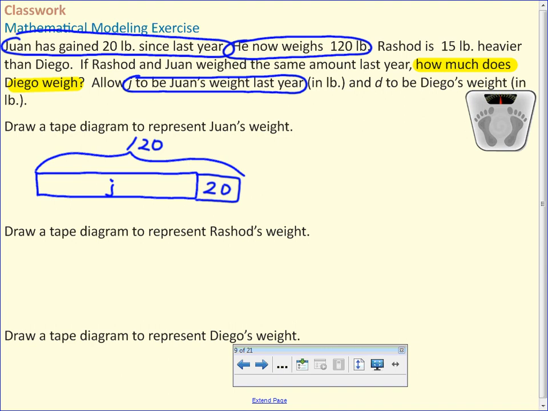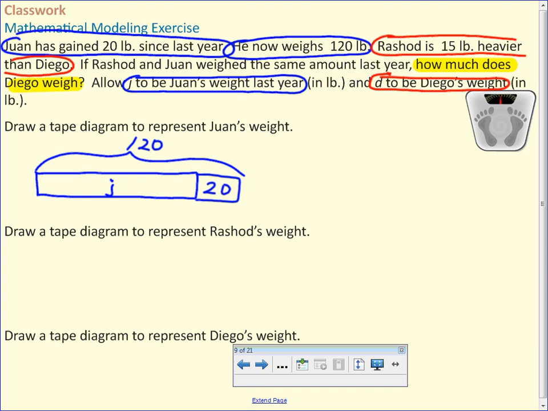But are we trying to figure out what Juan weighs? No. We're trying to figure out what Diego weighs. So now we want to find Rashad's weight. We know that Rashad is 15 pounds heavier than Diego. So if he's 15 pounds heavier than Diego, and D is Diego's weight, how would I write that? Right, D plus 15.